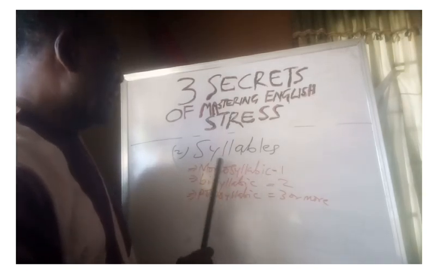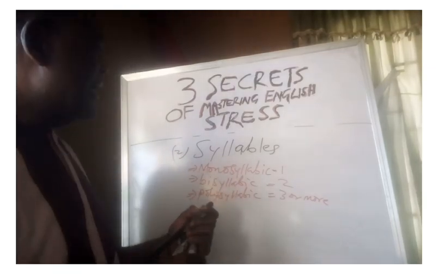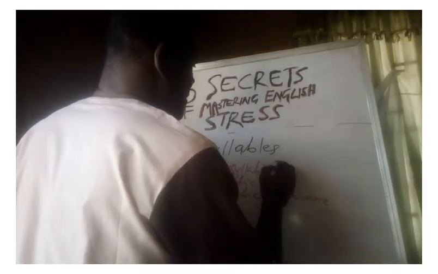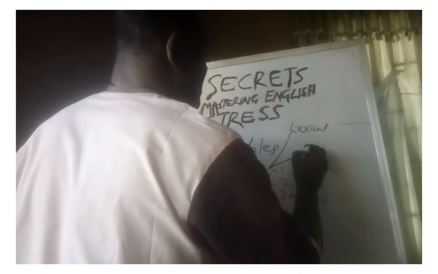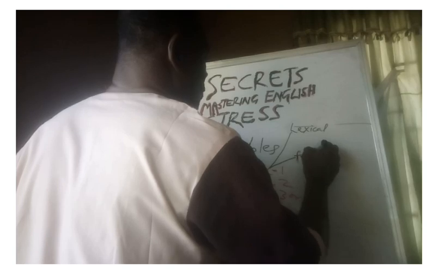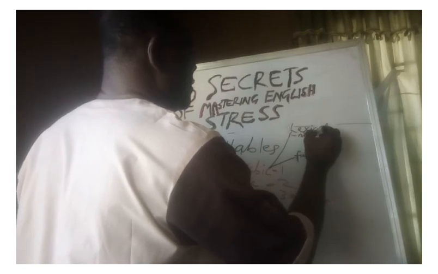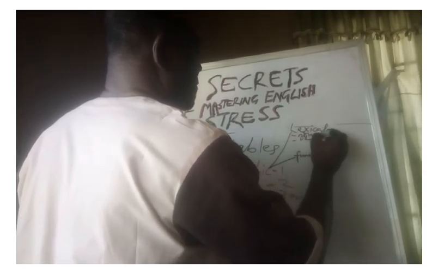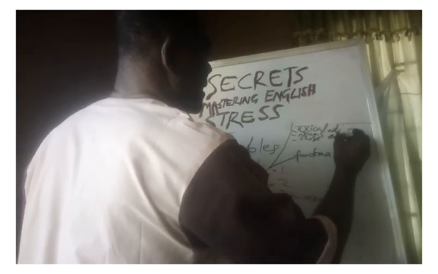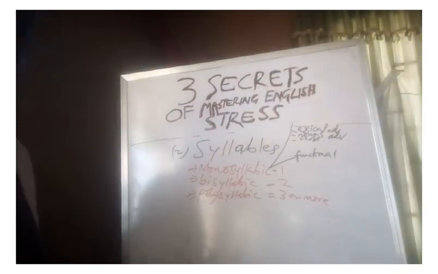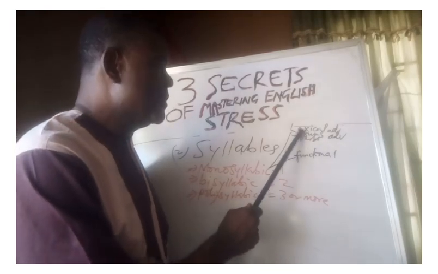Now, how do we place stress in monosyllabic words? Again, monosyllabic words can be divided into two: lexical words and functional words. Lexical words are nouns, verbs, adjectives, and adverbs. These are the key words that carry meaning in English, and when we speak, we stress them in our English speech.